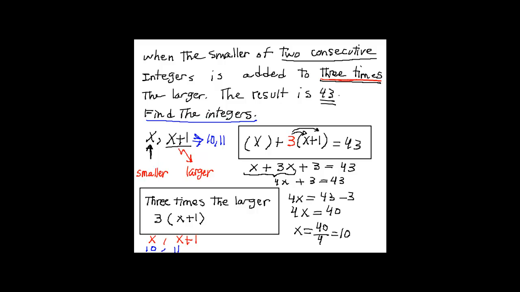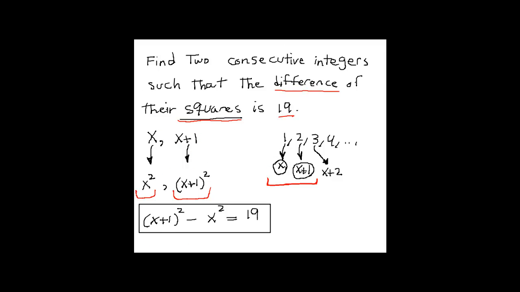Okay, so comparing this with what we did earlier, let's go back to this. Here was a little different. It says find two consecutive integers such that the difference of their squares is equal to 19. So the setup is very similar on this one too. We assume the first one is x, the next one is x plus 1, because they want the difference of the squares, so the first term squared would be x squared, the second term squared would be x plus 1 squared, and the equation we set up here was x plus 1 squared minus x squared equal to 19.